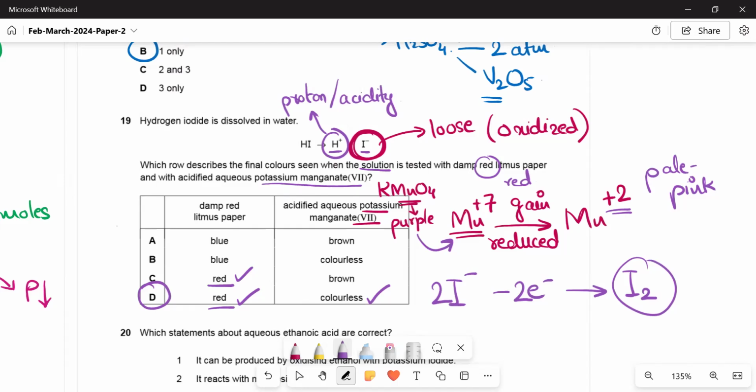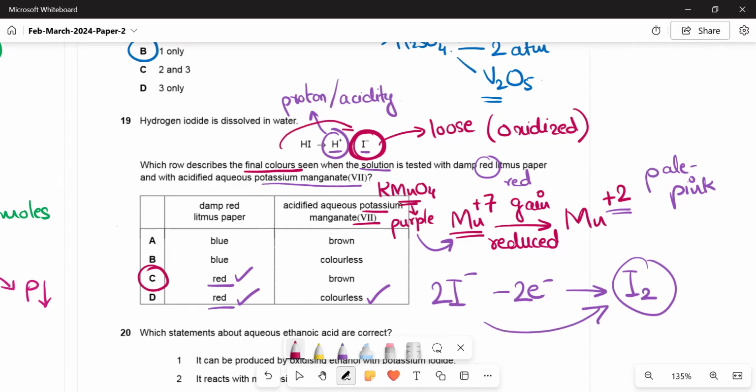One more thing here: they're asking which row describes the final color seen when the solution is tested with acidified potassium manganate. With acidified potassium manganate, it turns colorless, but what it does to iodide ion is turn it into iodine, and because iodine is brown in color, the answer will be C, because here they're asking what colors will be seen in the solution.